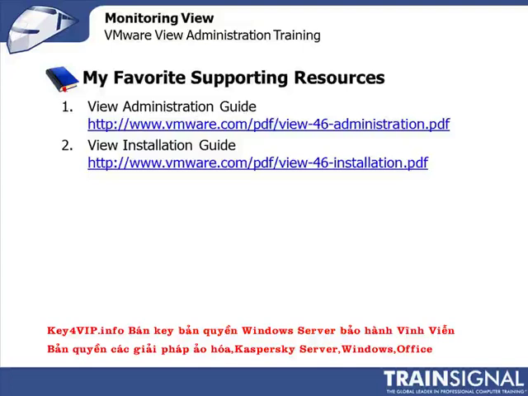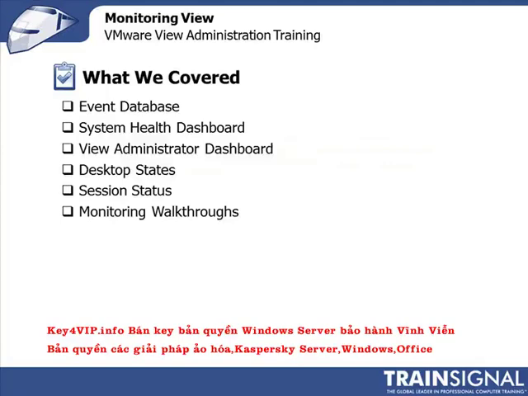When monitoring View, some important resources to keep on hand are the View Administration Guide that talks about these options in a lot more detail, and the View Installation Guide, which can help guide you through the installation and configuration of the events database. Let's wrap up with a quick review. We started off talking about the event database, which stores event information that happens within our View infrastructure and allows us to be able to view these events within the View Administration Console or historically report on events using SQL reporting tools.